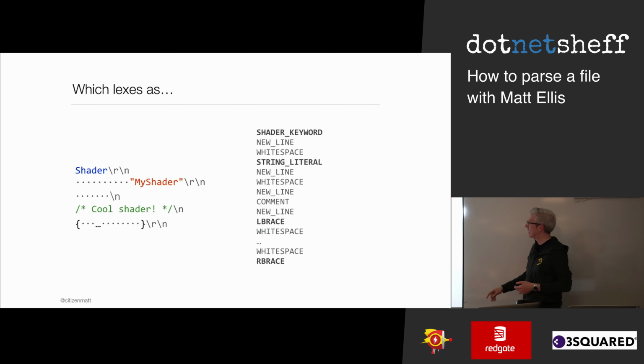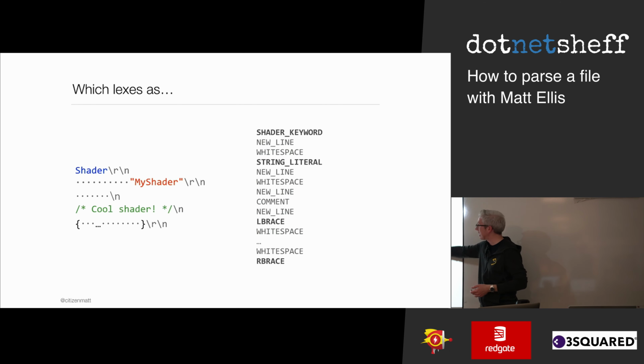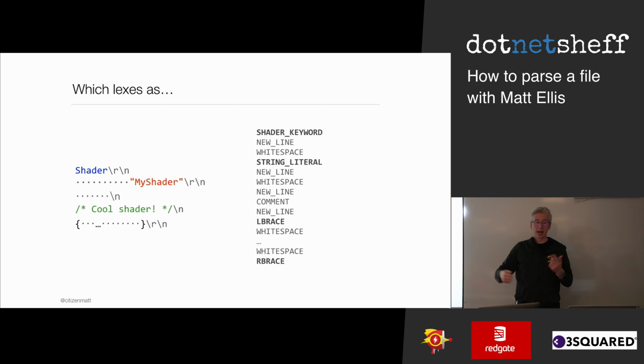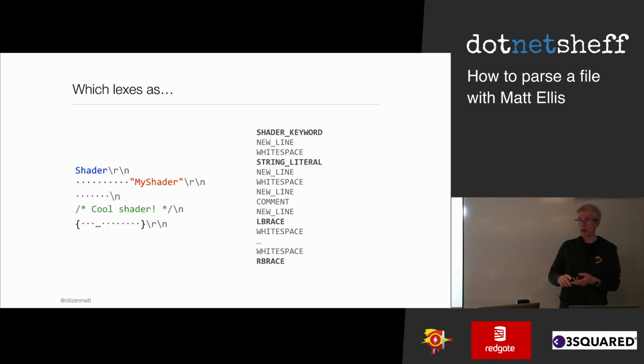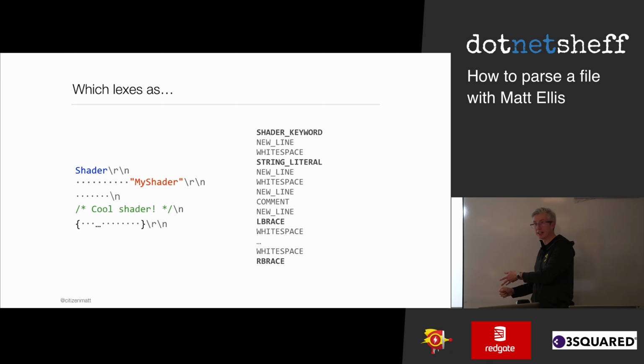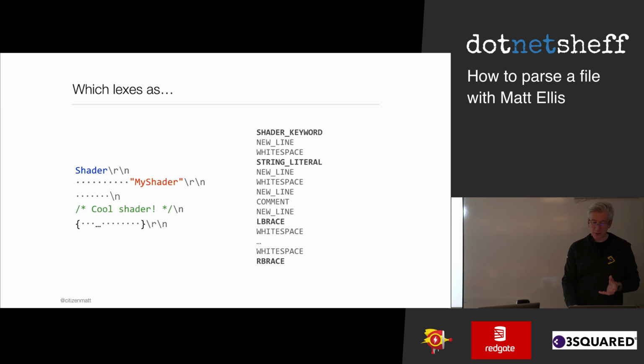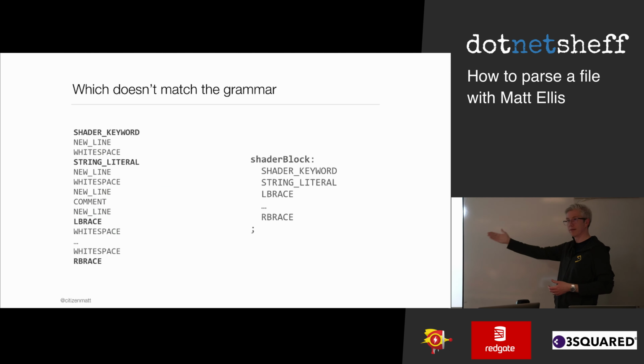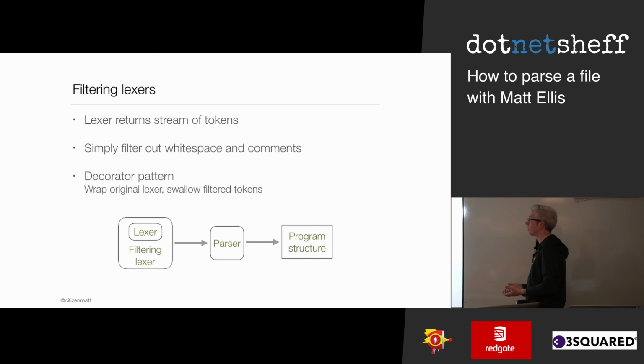That lexes down into this beast here, with a shader keyword, new line and white space, string literal, new line, white space, new line, comment, new line, left brace, and so on. And so it doesn't match the grammar. How do you deal with this? The answer is fairly straightforward: you just filter out the bits which are not important.